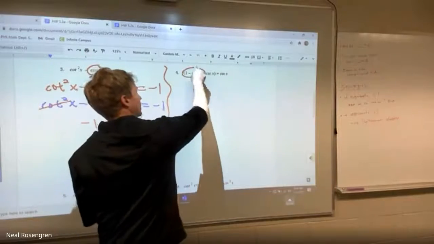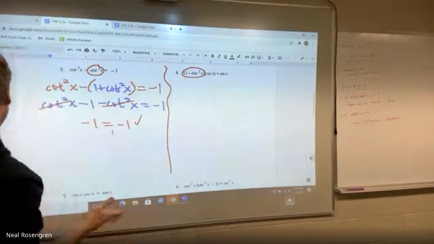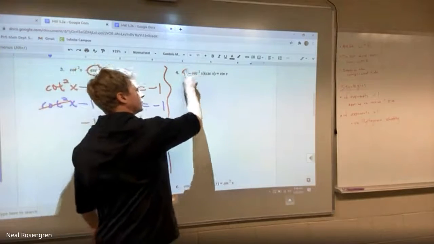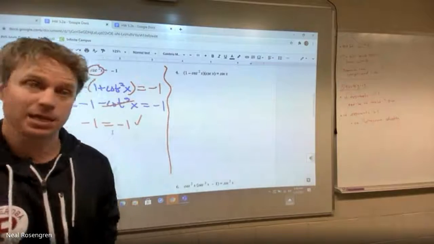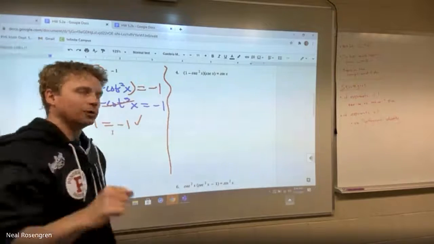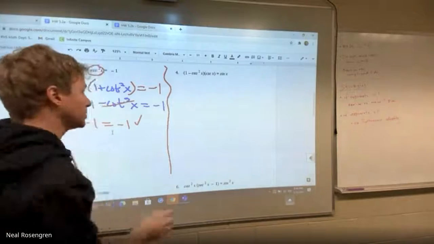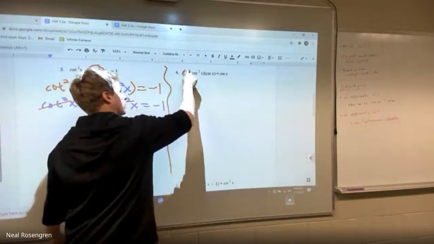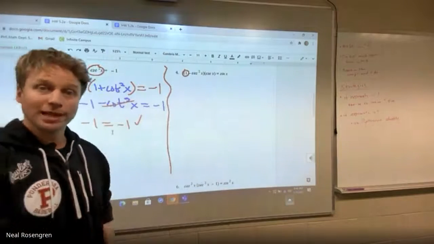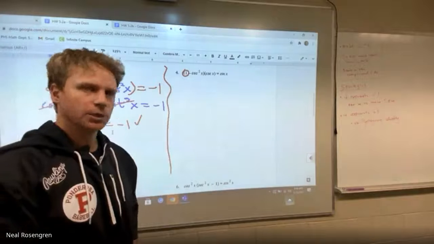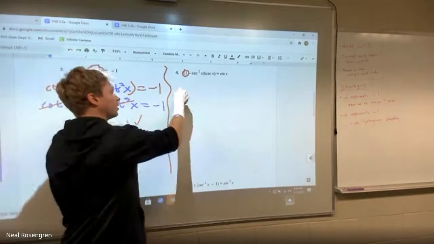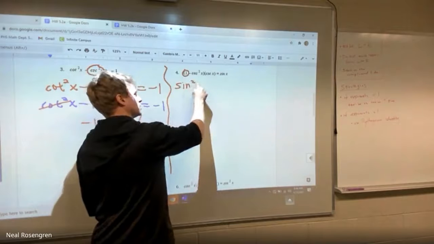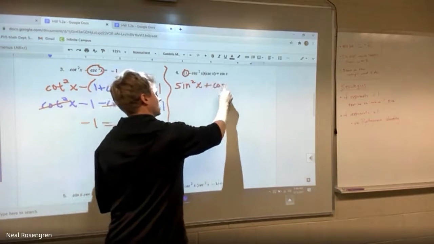We could change the 1 to sine squared x plus cosine squared x. This one right here has that cosine squared in it. And so that's a little clue for me that maybe a Pythagorean identity could work really well. If you look at that first Pythagorean identity, sine squared plus cosine squared equals 1, there's a 1 right there that I can quickly and easily replace with something slightly more complicated. So that 1 right there becomes sine squared x plus cosine squared x.